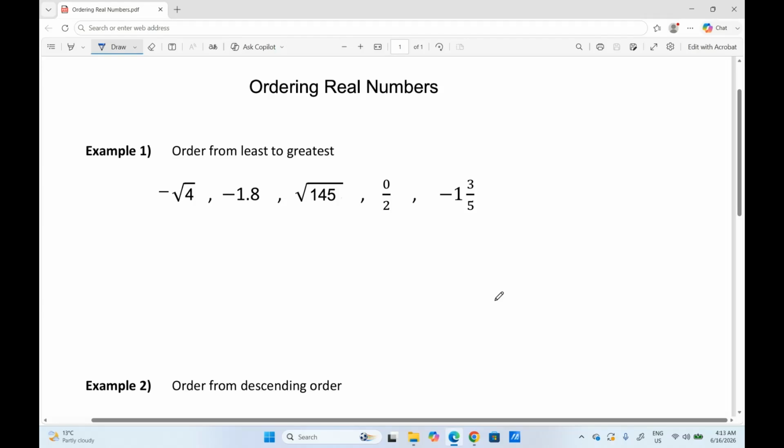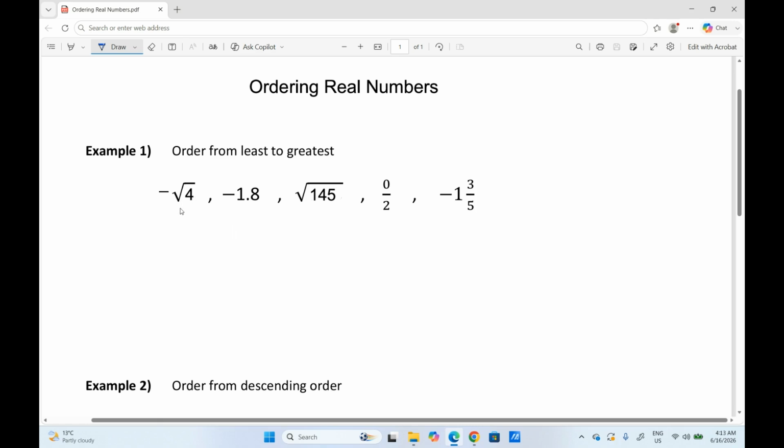Hi class, in this video we're going to be ordering real numbers. Real numbers consist of both rational and irrational numbers. In example one, we're going to order from least to greatest. The best way is to get all of these as a decimal.